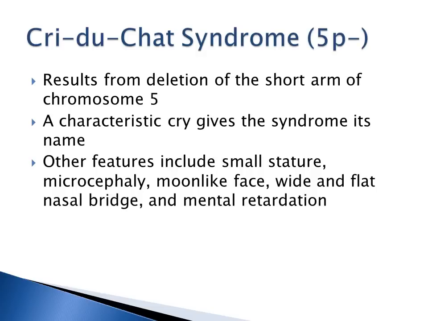Cri-du-Chat syndrome was named because of the characteristic cry that infants have with this syndrome. It's a result from the deletion of a short arm of chromosome 5, and some of the features include small stature, microcephaly, a moon-like face, a wide and flat nasal bridge, and mental retardation.